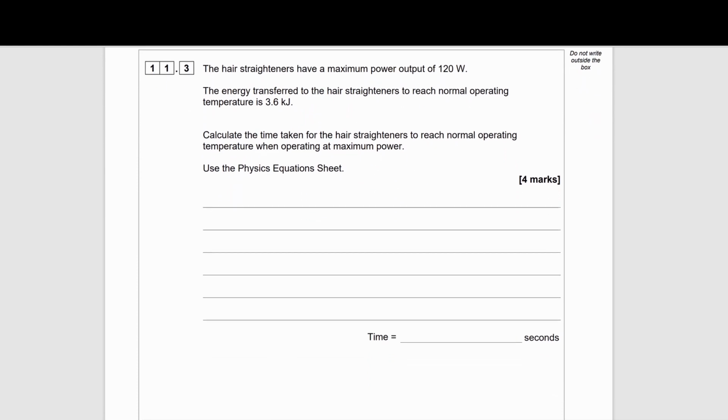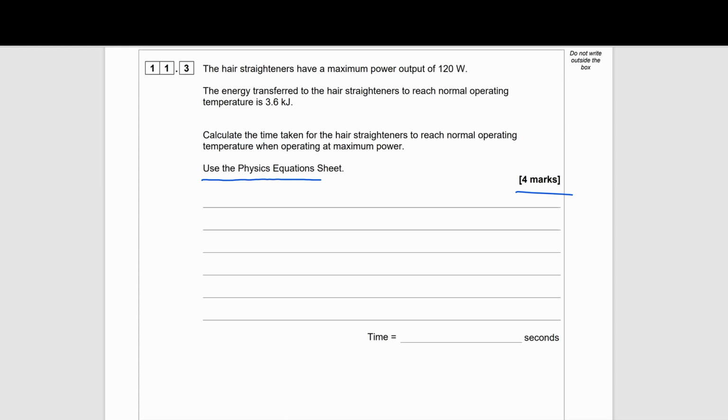11.3. The hair straighteners have a maximum power output of 120 watts. The energy transferred to the hair straighteners to reach normal operating temperature is 3.6 kilojoules. Calculate the time taken for the hair straighteners to reach normal operating temperature when operating at maximum power. Use the physics equation sheet. 4 marks.